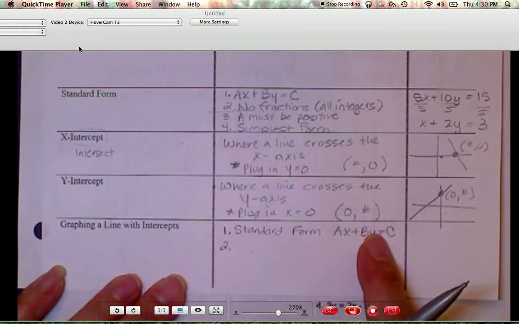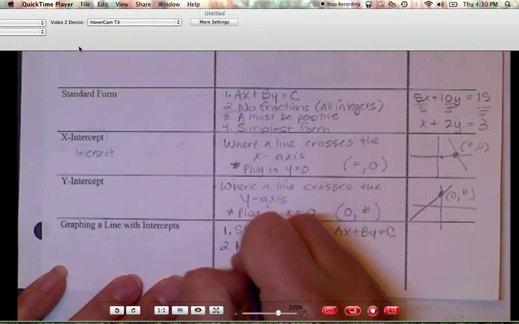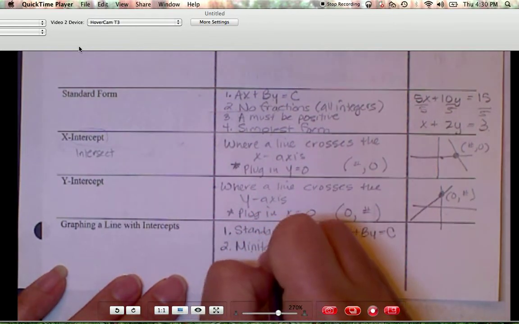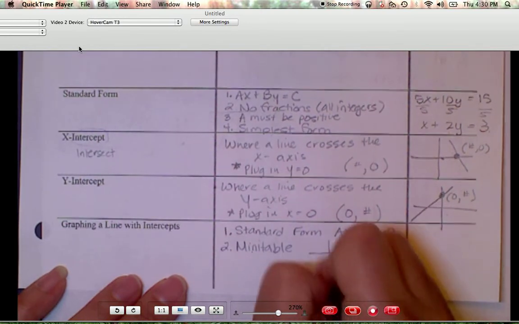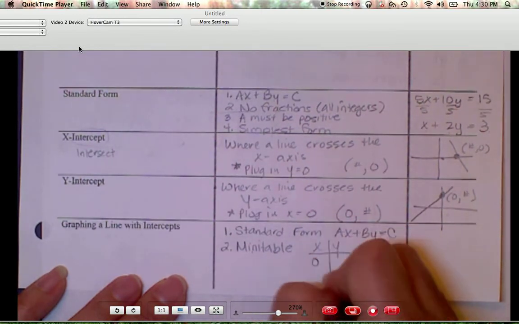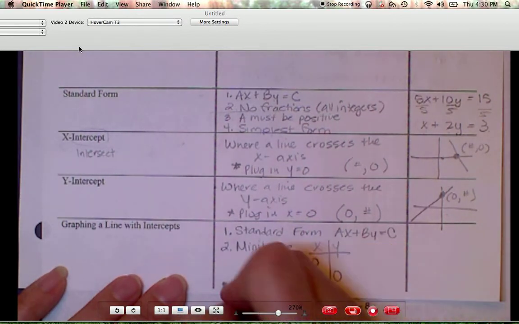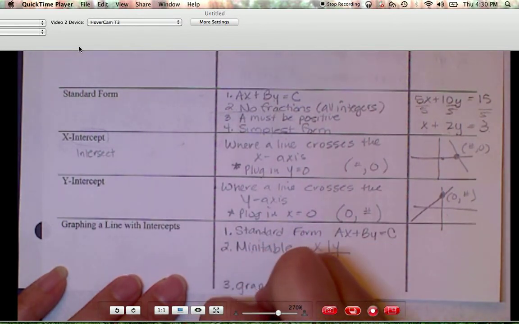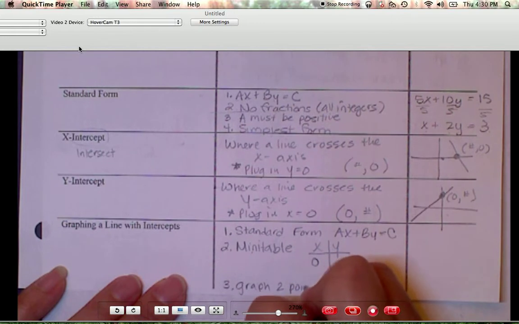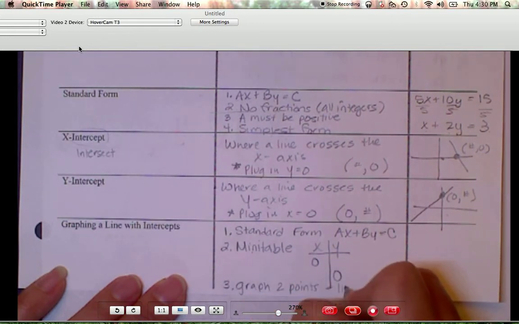So if we complete our Cornell note sheet, you can take this shortcut. Number 1, put it in standard form. Number 2, make a mini table. And let's just remind you what the mini table looks like. X is 0, y is 0, and you're just figuring out where these are. And then, of course, you're going to graph it. Graph the 2 points and the line. Okay?